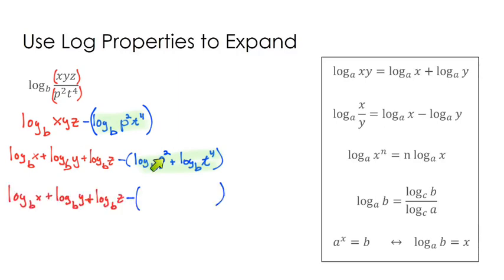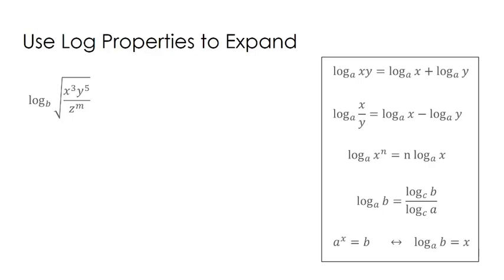Okay, and so I'm just going to take that 2 exponent and that 4 exponent, and make them coefficients. So we have 2 times log base b of p plus 4 log base b of t. And so we've taken this very condensed expression, and we've expanded it out to here. Okay, let's look at one last example.